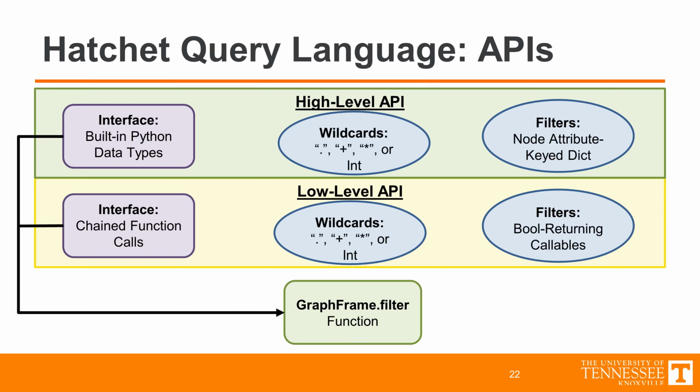The other main difference between the API levels is the interface, or the way in which abstract nodes are combined into a query path. In the low-level API, query path construction is done using chained function calls, with each call in the chain adding a node to the query path. In the high-level API, query path construction is done using built-in Python data types. So an abstract node becomes a tuple of a wildcard and a filter, and the entire query path is simply a list of abstract nodes. In both cases, the constructed query path is passed to the pre-existing GraphFrame filter function, which was previously used to filter nodes based only on the internal pandas data frame.